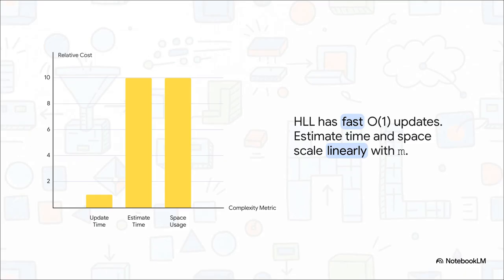And finally, let's just touch on performance. Adding a new item to a HyperLogLog structure is blazingly fast. It's what we call constant time, or O(1). It doesn't matter if you have 10 items or 10 billion. Adding one more takes the same amount of time. Getting the final estimate is super quick too. It's just proportional to the number of mailboxes you chose. The whole thing is just beautifully simple and efficient.